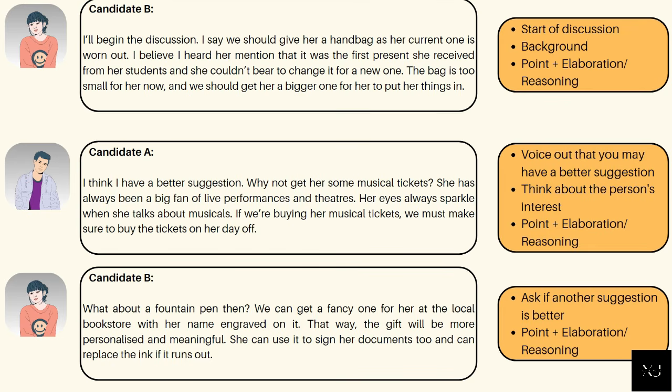Okay, now I want us to take a look at what each candidate has said about the point, and you will know that candidate B is the one who actually started the discussion. When she said that they should get their teacher a handbag, she actually gave us a little bit of background story of what is going on, like why the teacher had an old handbag, because it was gifted to her by one of the batches of students that she taught. After she talked about her point, which is give her a handbag, she gave us her elaboration and reasoning by saying that we should get her a bigger bag for her to put her items in.